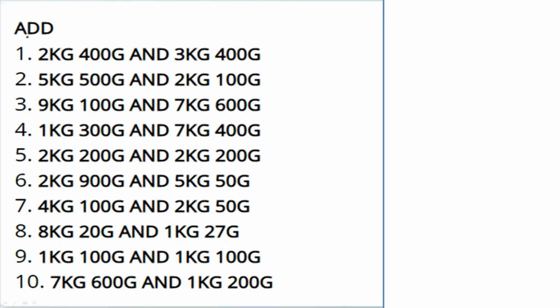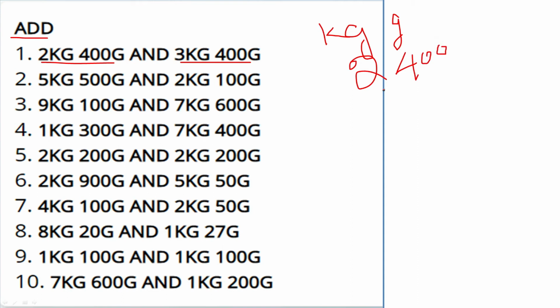Add these quantities. 2 kilogram, 400 gram, and 3 kilogram, 400 gram. So you can write kilogram and grams. Write like this. Write 2 kilogram. Here you write 400 gram. Here you write 3 kilogram. Here you write 400 grams.